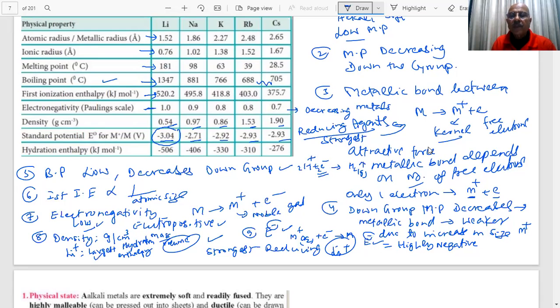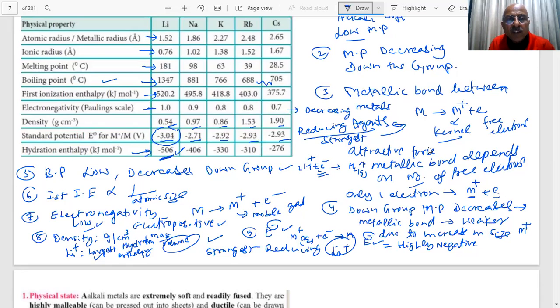Therefore, students, the standard electrode potential values depend on many factors: ionization energy, enthalpy of atomization or sublimation energy, and hydration enthalpy. You see, lithium has the highest hydration enthalpy. See that?